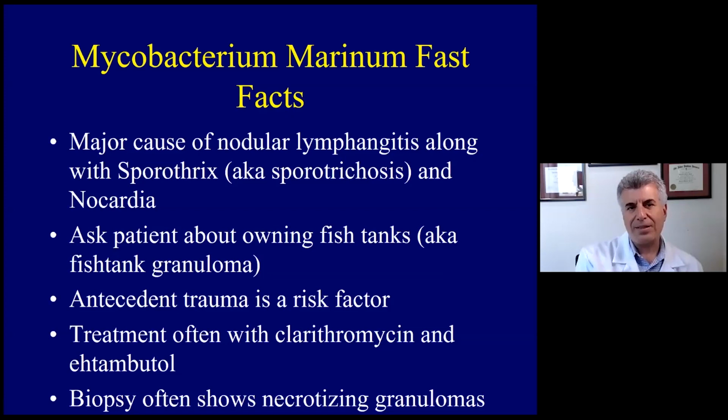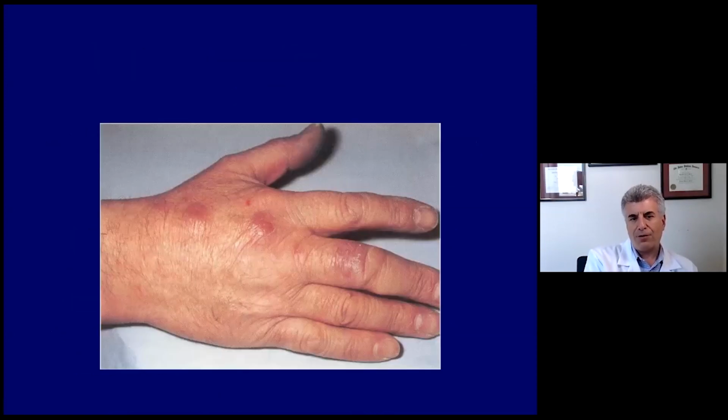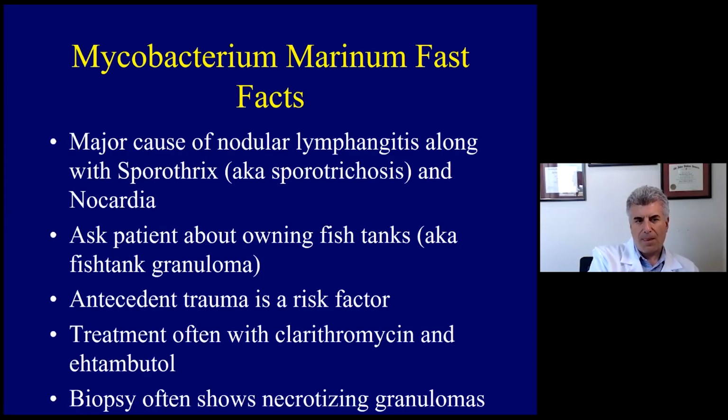The answer to this is Mycobacterium marinum. And here are some fast facts about this. It's a major cause of nodular lymphangitis, along with Sporothrix, which we call sporotrichosis, and Nocardia. If we go back for a second here, the other name for this is a sporotrichoid spread. This nodular lymphangitis, as you have nodules going up the arm following the lymph channels. You need to ask your patient whether they own a fish tank. That's really important. That's the key way to make this diagnosis.